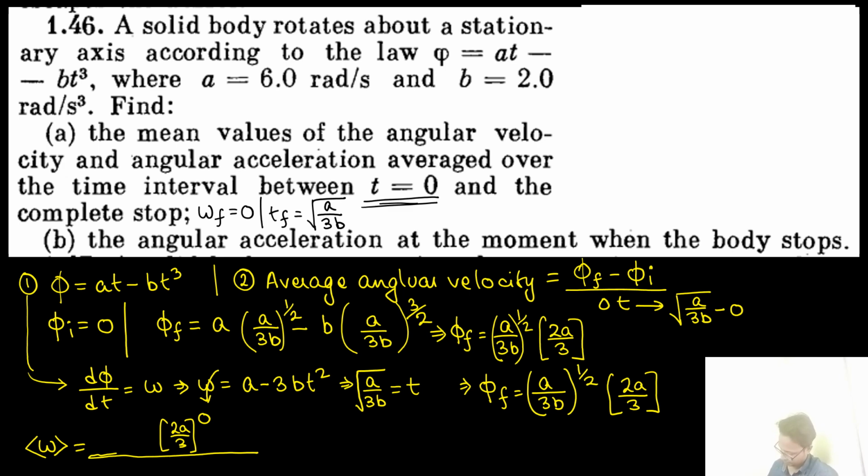Note, this is not to the power 0. This 0 came from this omega, so do not confuse this 0 with the power 0. So average angular velocity is nothing but 2a by 3.